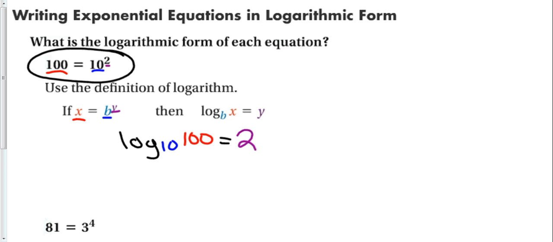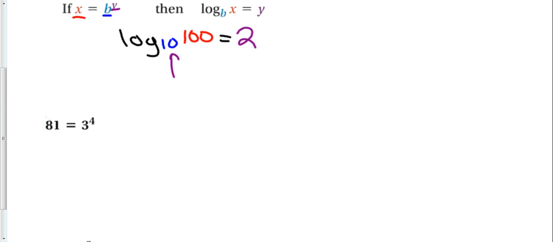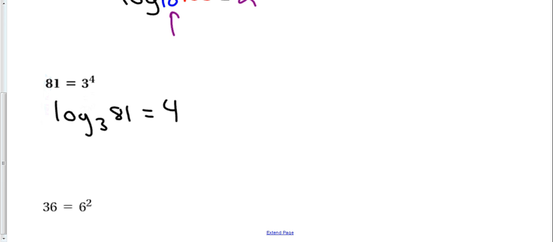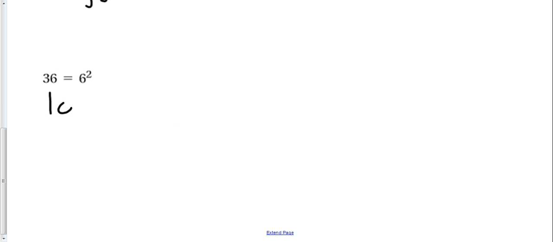The way we think about this is, what power of 10 do you need to raise to get 100? So the answer is 2. 10 to the second power equals 100. Answers to logarithms are exponents. So let's try the next one. It would be log, the base stays the same, base 3 of 81 equals 4. What do you need to raise 3 to get 81? One more time. This turns into log base 6 of 36 equals 2. What do I need to raise 6 to get 36? The answer is 2.